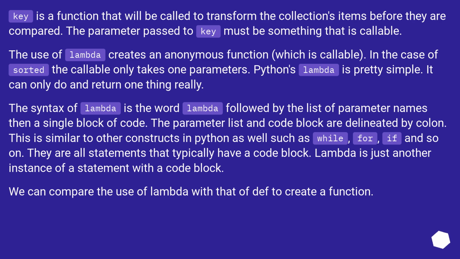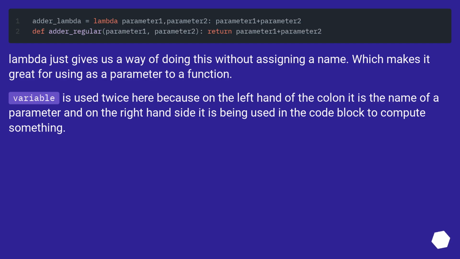We can compare the use of lambda with that of def to create a function. Lambda just gives us a way of doing this without assigning a name, which makes it great for using as a parameter to a function. Variable is used twice here because on the left hand of the colon it is the name of a parameter, and on the right hand side it is being used in the code block to compute something.